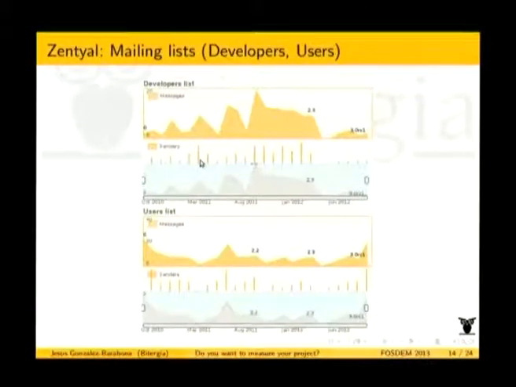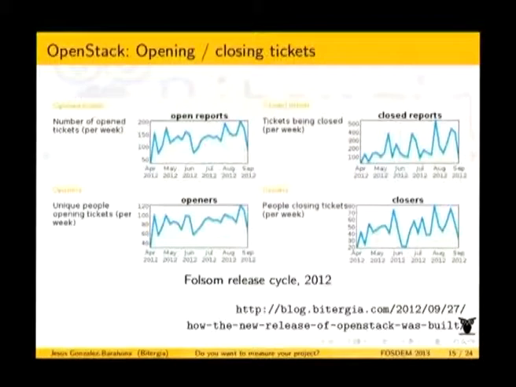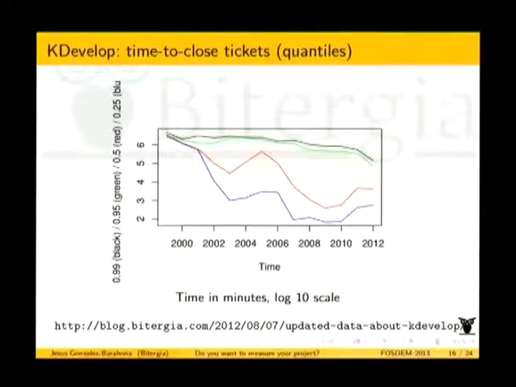Okay, this is the analysis for mailing lists. Nothing new to say, just the evolution of senders, receivers, and so on over time. This is an example, again a screenshot, in this case of OpenStack, of how they are opening and closing tickets. The next one is about time to close. This is for KDevelop.